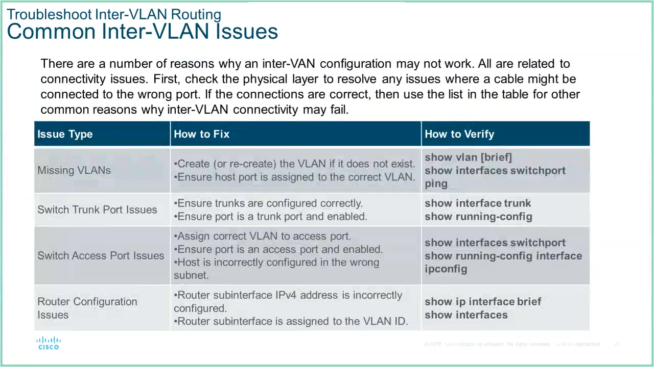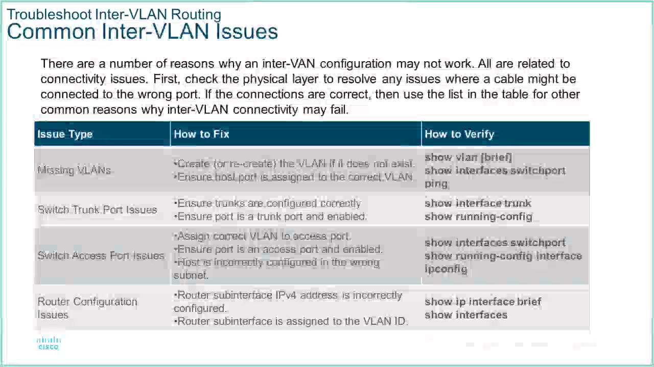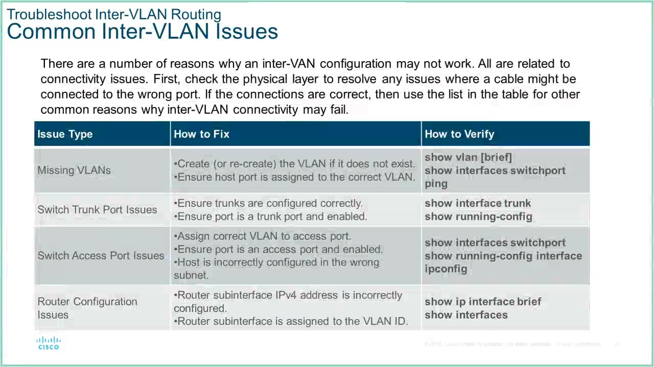So, possible problems with inter-VLAN routing. Missing VLANs. If you forget to create the VLANs on one of the switches, you won't be able to connect to the devices correctly. So make sure you've created the VLAN and make sure you've got host ports assigned to the correct VLANs. Otherwise, you won't be able to have connectivity to those devices.